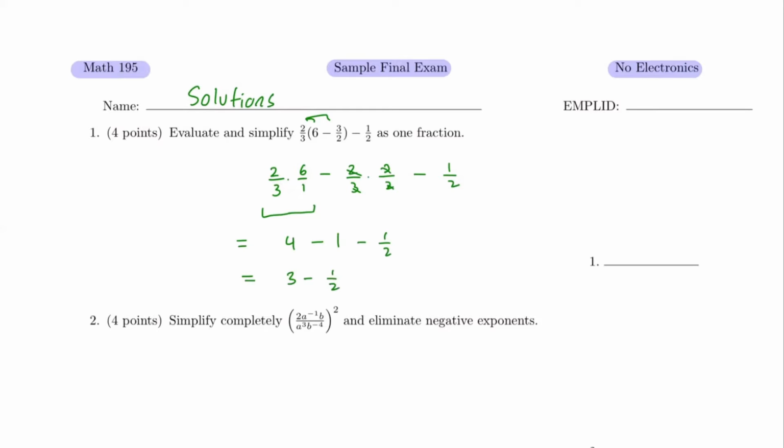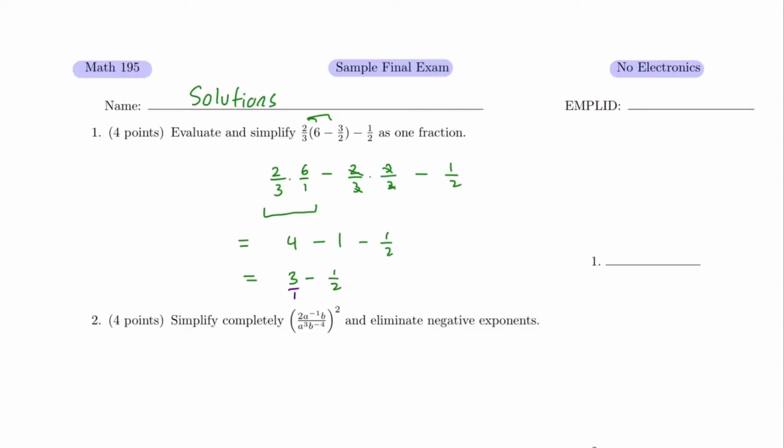Now here you want to put them in common denominators. So write this as 3 over 1 multiplied by 2 over 2. And this will give us 6 over 2 minus 1 over 2, which will give us 5 over 2. So there you have it. Our answer is 5 over 2. All right, let's move on to the next question.